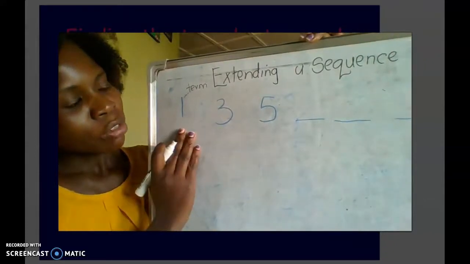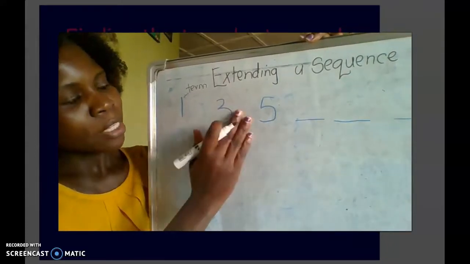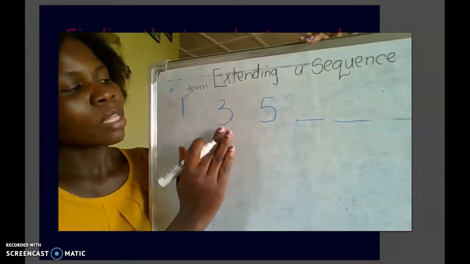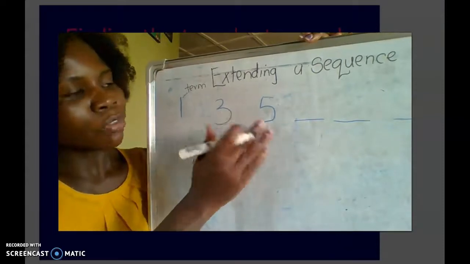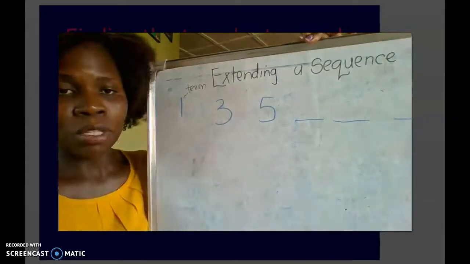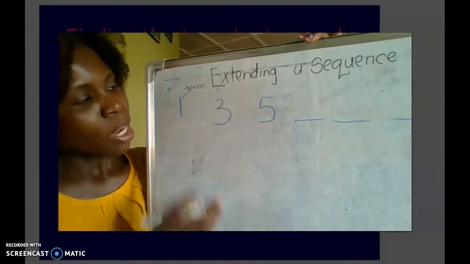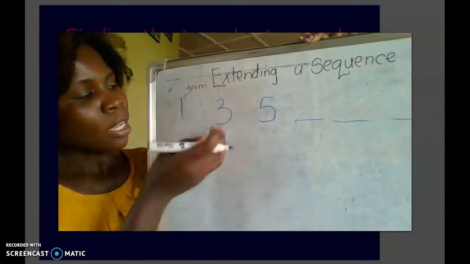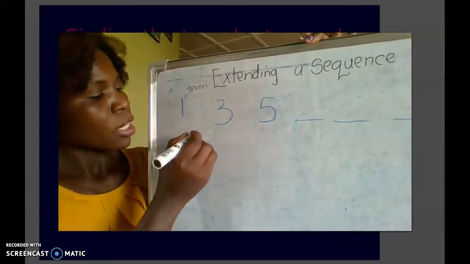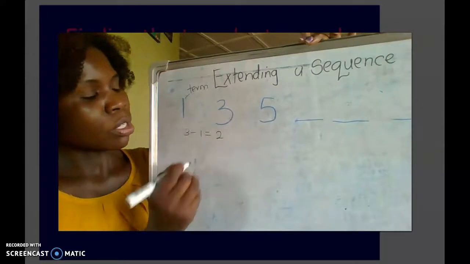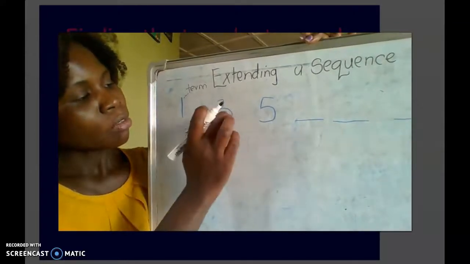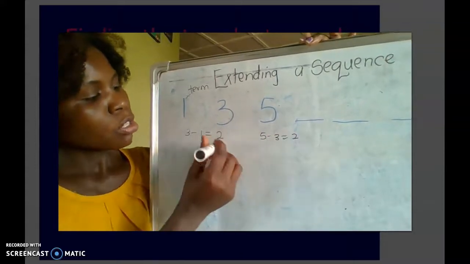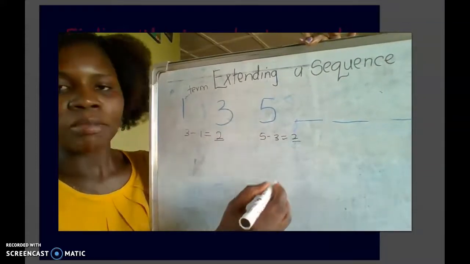So we need to check also, is the rule the same? What I need to add to 1 to reach 3, is it the same as what I'm going to add to 3 to reach 5? If they're the same, that's what is going to form our rule. For example, how do I reach 3? I can reach 3 in different ways. I can take 3 minus 1 equals 2. Can I confirm that to reach 5 from 3 will be 5 minus 3 equals 2? So that makes me have the same number.